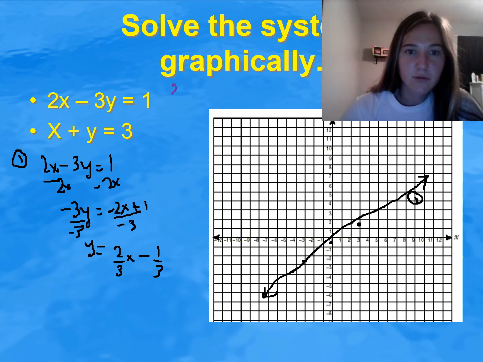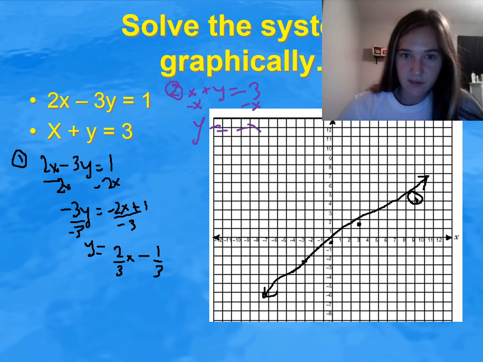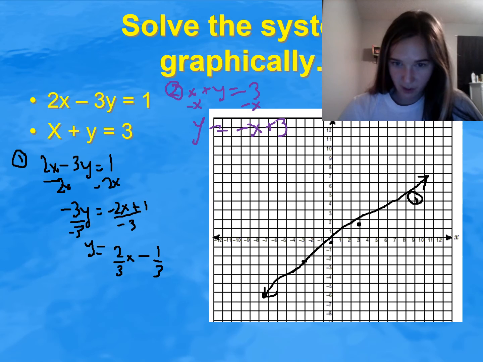Now I'm going to do equation 2, solve for y. So x plus y equals 3. Subtract x on both sides. Y equals -x plus 3. So I'm going to go up 3 on the y-axis, and I'm going to go down 1 over 1. Draw this line.